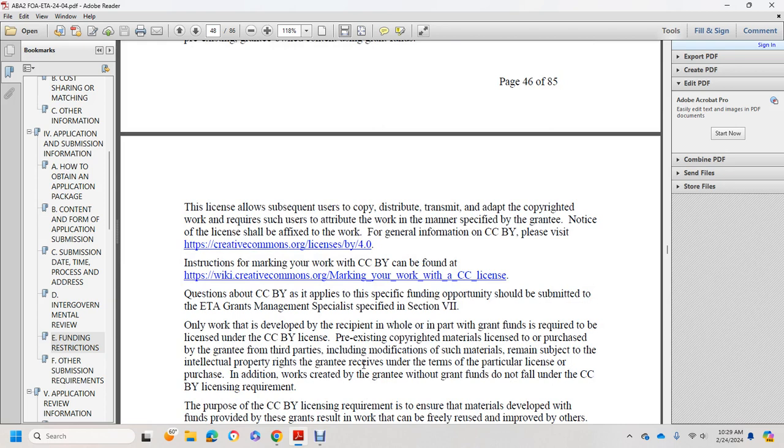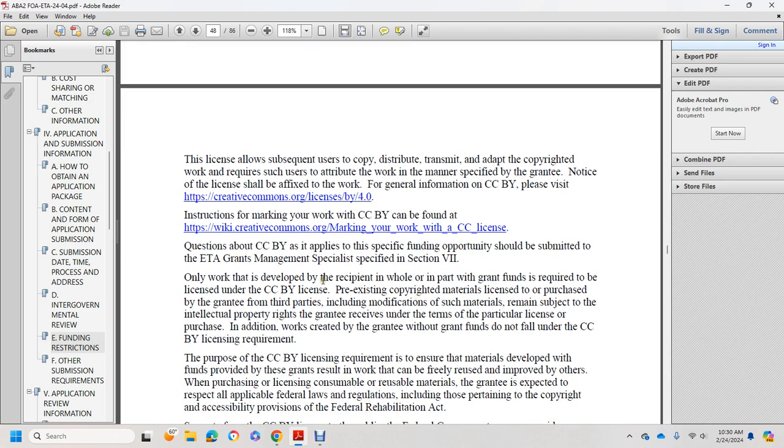Instructions for marking your work with the Creative Commons Attribution license can be found at wiki.creativecommons.org. Questions on the Creative Commons Attribution license that apply specifically to funding opportunities should be submitted to the ETA Grant Management Specialist listed in Section 7. Only work developed by the recipient in whole or in part with the grant funds is required to be licensed with a Creative Commons Attribution license.